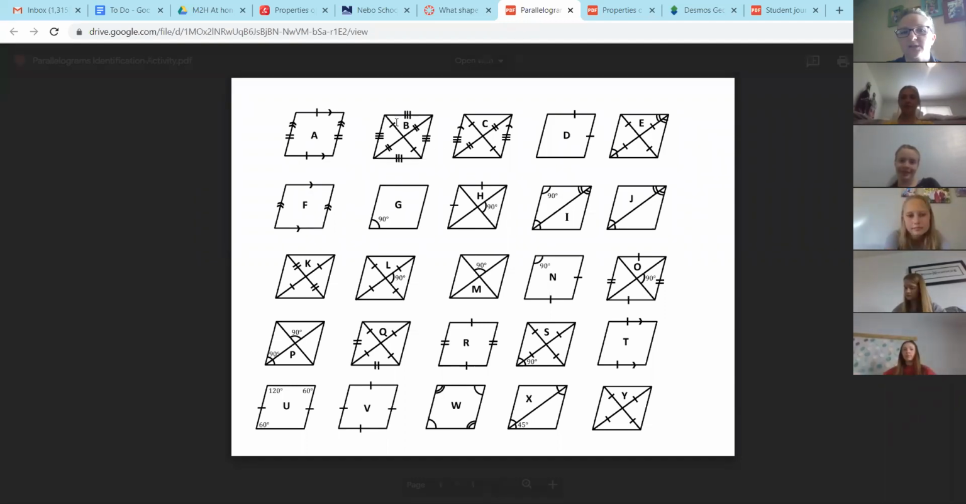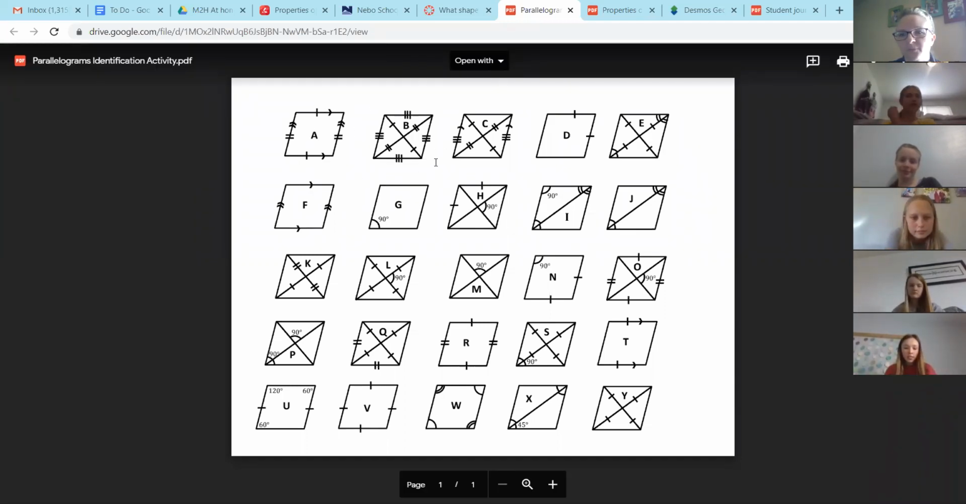Okay, let's look at shape B really quick. These are called diagonals. In this case, the diagonal has been cut into 2 equal pieces. So that means this diagonal has been, I'm going to throw out some vocabulary here, bisected by this diagonal. They just cut each other into 2 equal parts. Good.